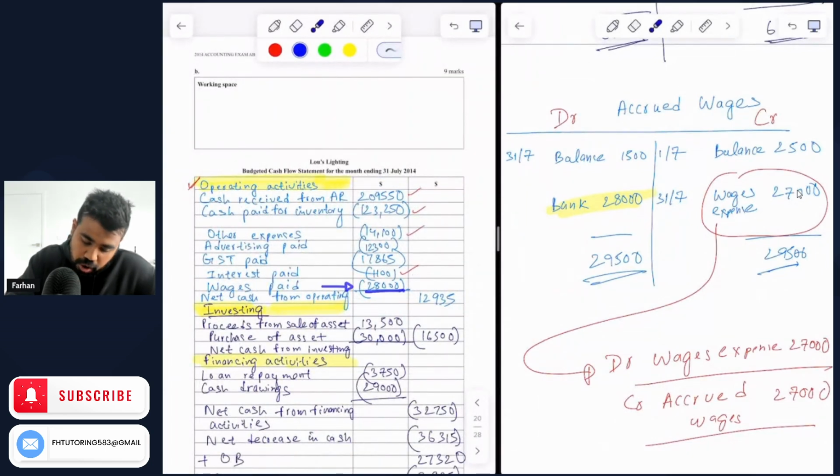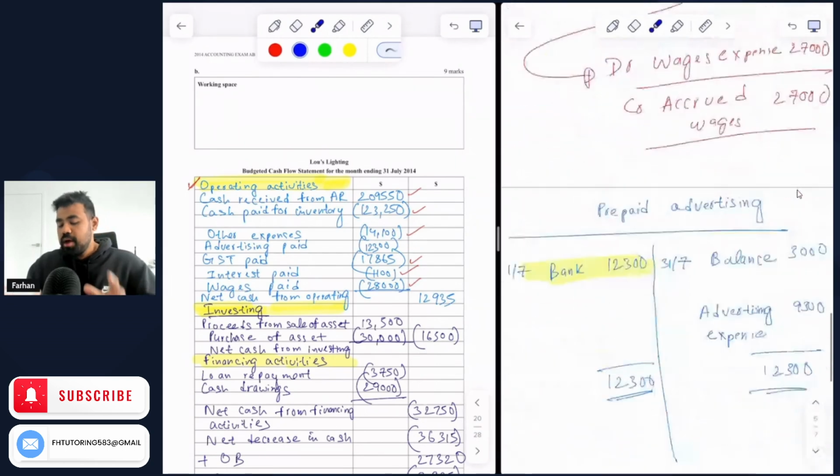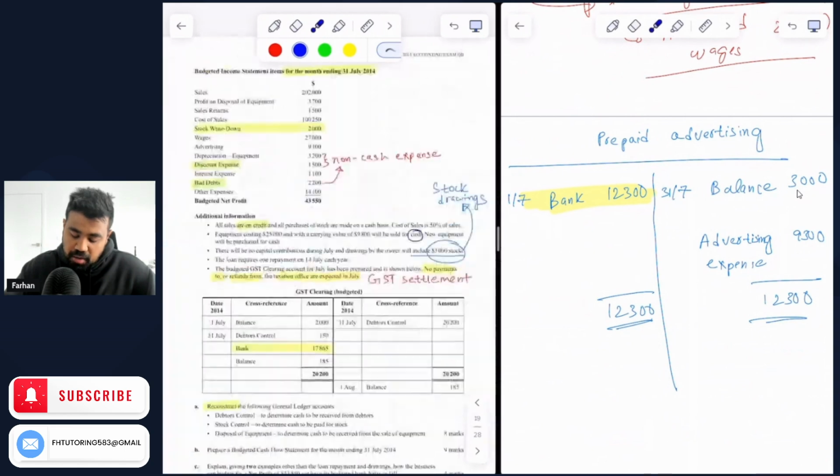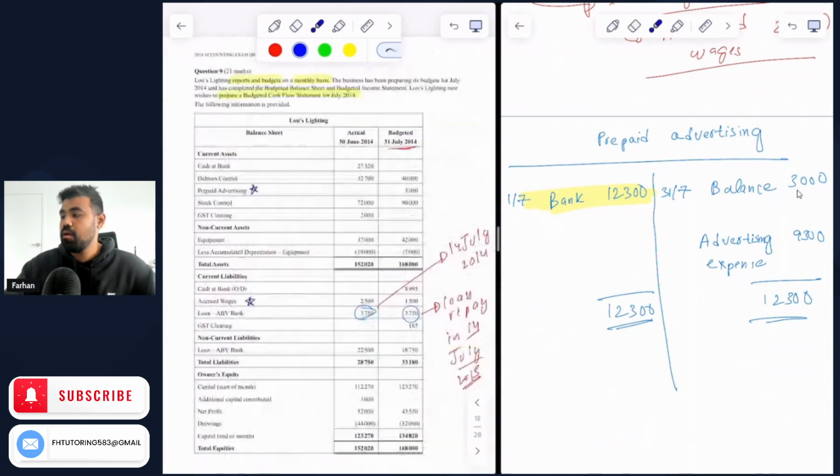All right, so that's also discussed. So the only thing remaining now is advertising paid. I have here a ledger account for prepaid advertising. Prepaid advertising is an asset account. All assets, as we know, by default, should always have an opening balance on the debit side and a closing balance on the credit side. When you check the prepaid advertising, there's no opening balance, but the closing balance at the end of 31 July 2014 is $3,000, which you can see we have included here on the credit side.